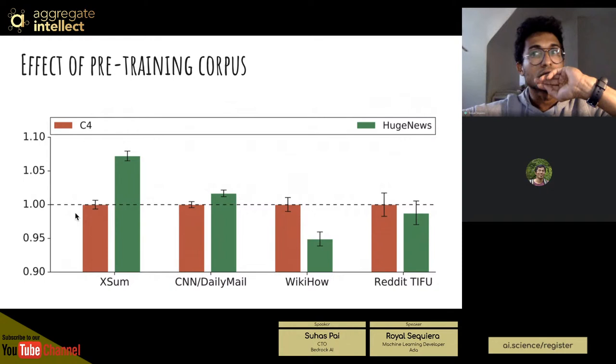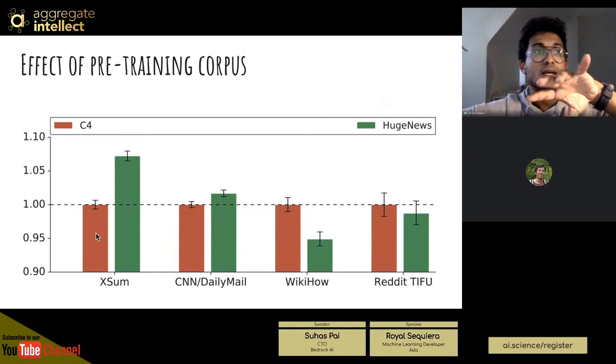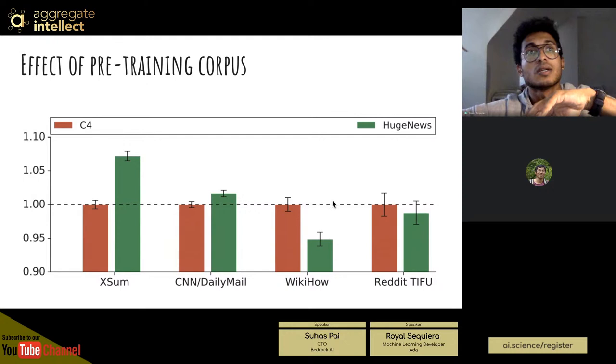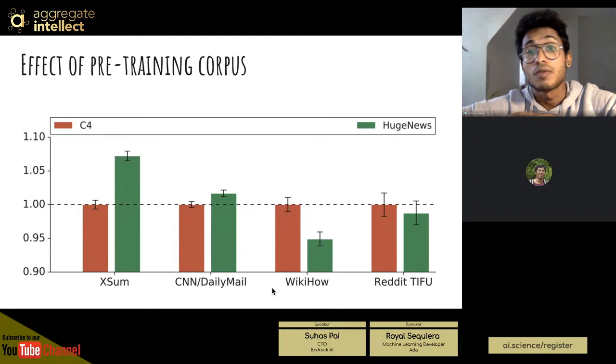So you see in this slide, for example, that if you have huge news as your pre-training corpus, and the downstream data set is news related, like extreme summarization, which is BBC News, and CNN/Daily Mail, these data sets perform better with huge news. Whereas for other tasks like Reddit and WikiHow, which are more website and internet related data, you would rather use C4. So the pre-training corpus also matters, and for all their subsequent experiments, with their Pegasus large model, they decide to train on both C4 and the huge news corpus.